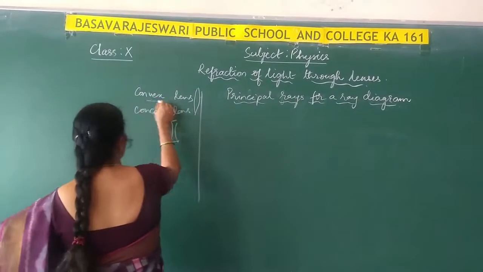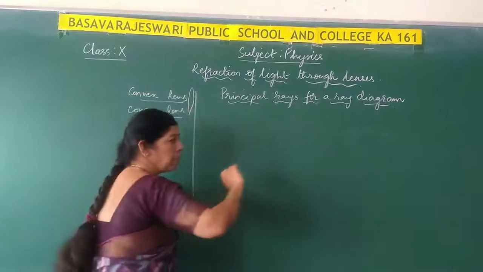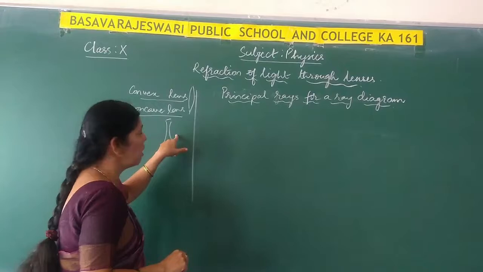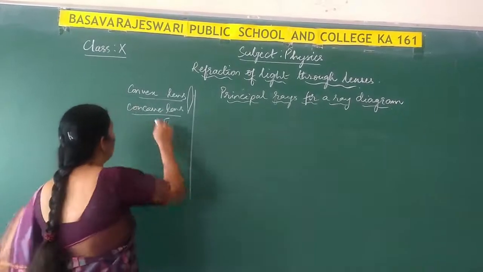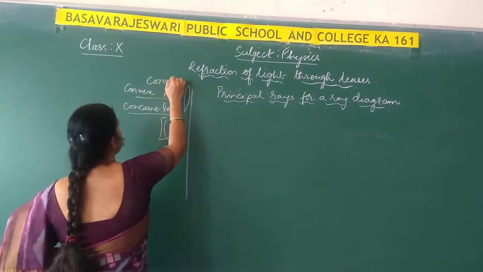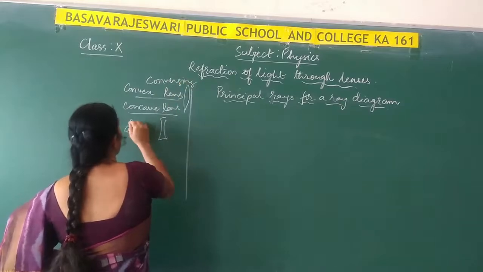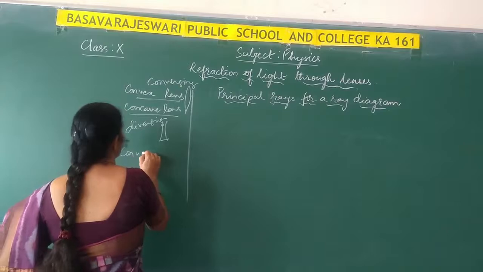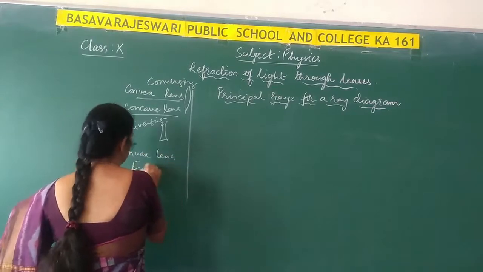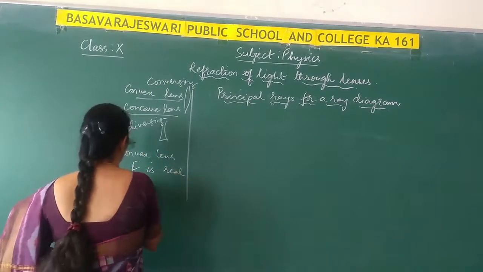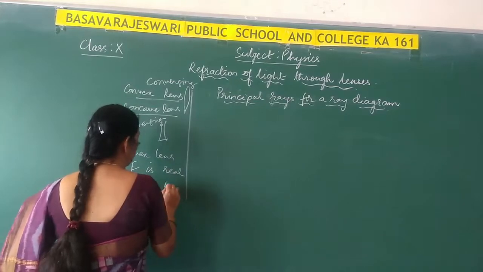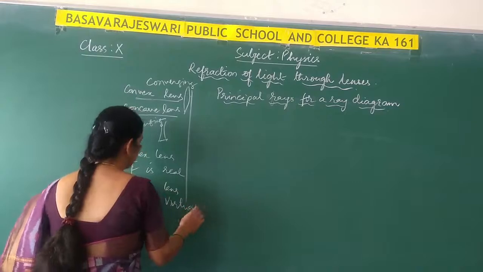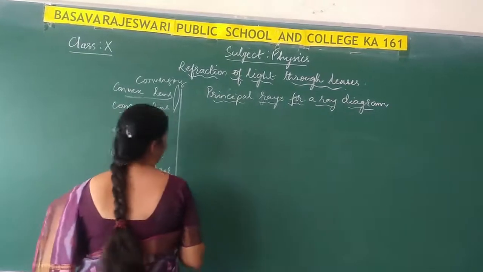So based on the shape of the lens, we can differentiate. Convex lens is bulged at the center, whereas concave lens is thin at the center. Then convex lens has converging action, right? And concave lens has diverging action. Then for convex lens, principal focus, that is F, is real. For concave lens, principal focus is virtual. So these are the differences between a convex lens and a concave lens.